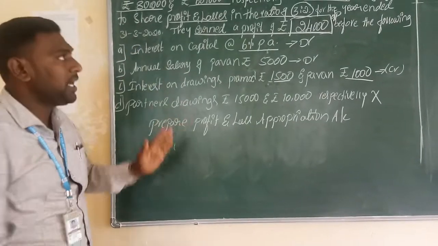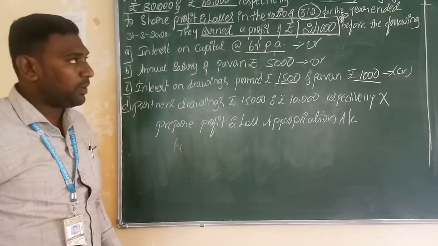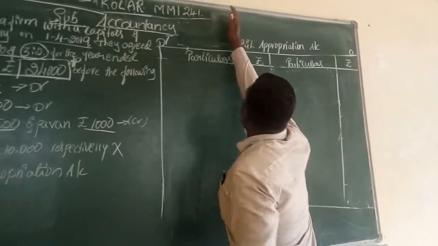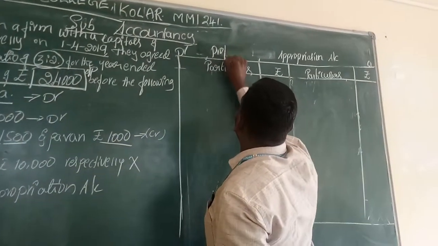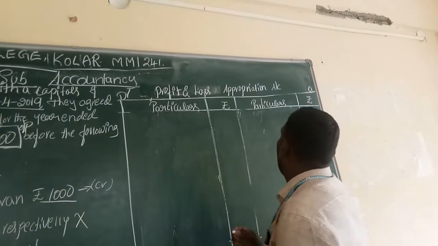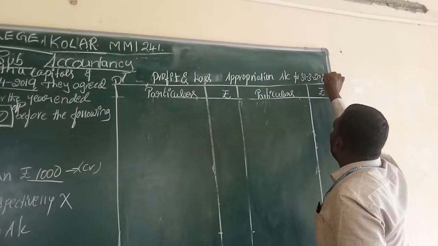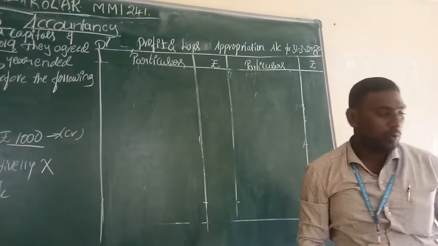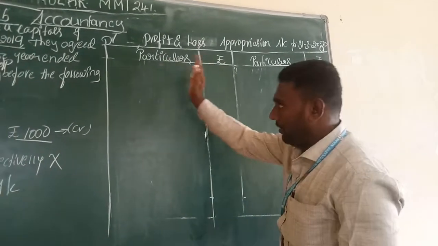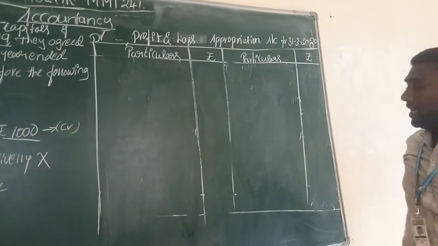First we have to read the question, understand the question and classify the question, and finally we have to make the solution. Let's come to the solution. So the solution: profit and loss appropriation account for 31st March 2020. This is the heading. First we have to write the heading. According to the heading, we have to create a table, with a left hand side and a right hand side. The left hand side comes to debit transactions, the right hand side comes to credit transactions.